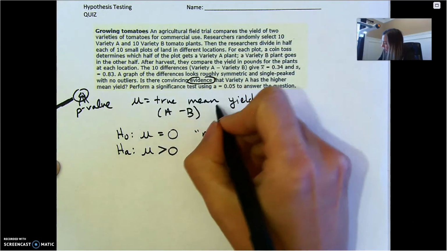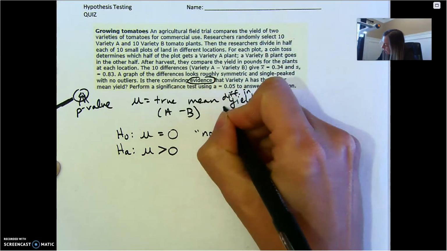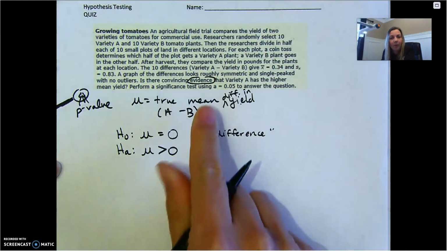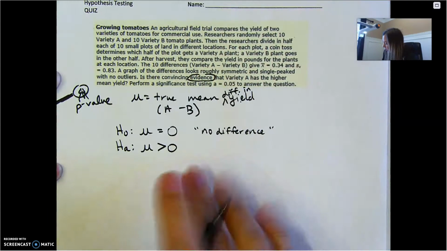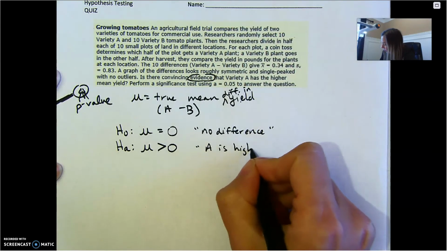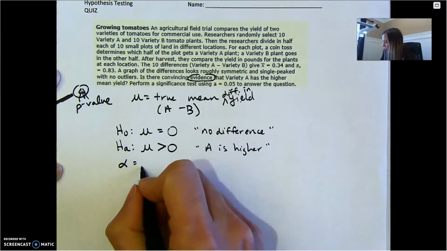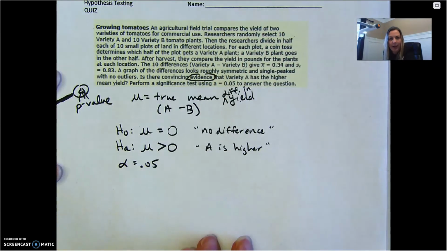Let's see, true mean difference in yield. I'm going to add that word in there that we're doing a difference. Okay, and then I'll put in little quotes here. A is higher. All right, they do want us to use an alpha level 0.05, so that's nice.